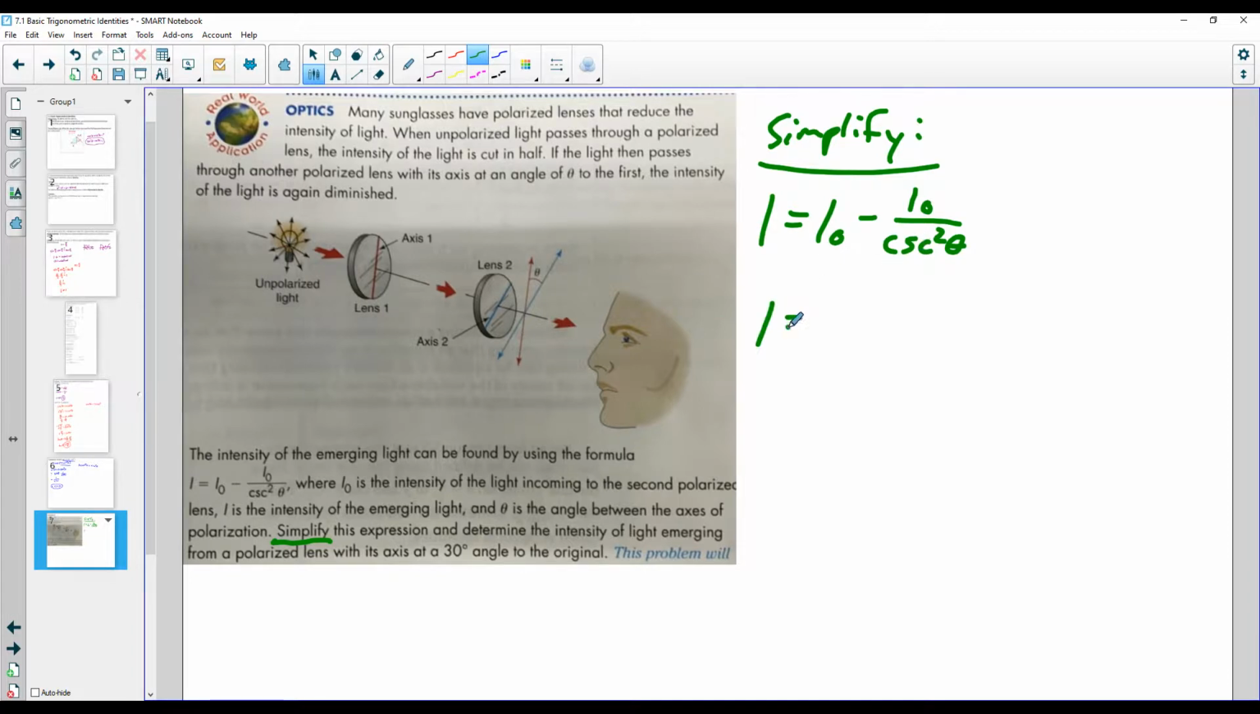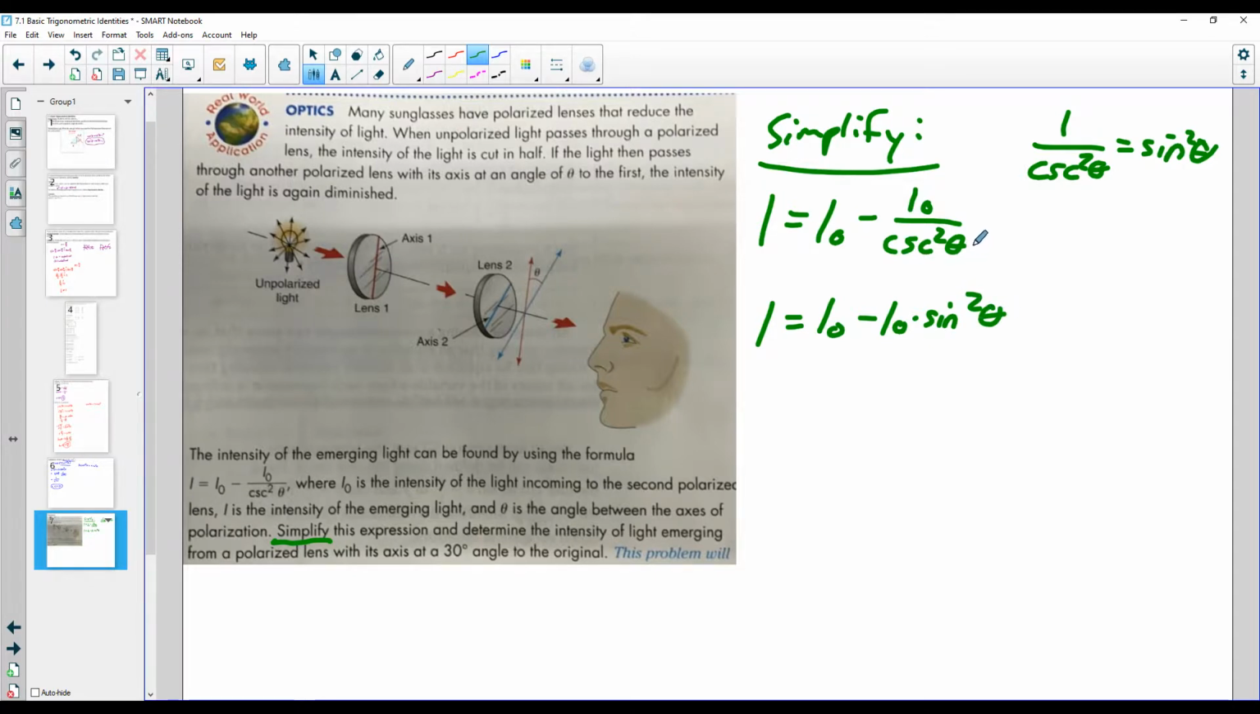Again, if I see cosecant, I immediately want to put it as sine, especially if it's already in the bottom. So 1 over cosecant squared theta is really just going to be sine squared of theta, right? Because sine is 1 over cosecant, so sine squared is going to be 1 over cosecant squared. So really we're going to have minus I naught times sine squared theta.